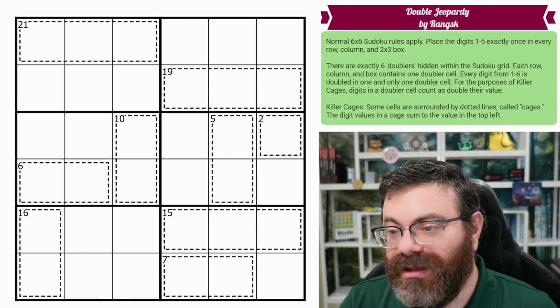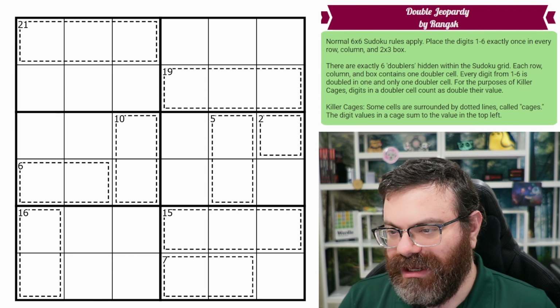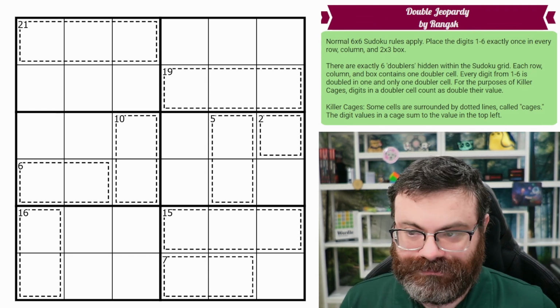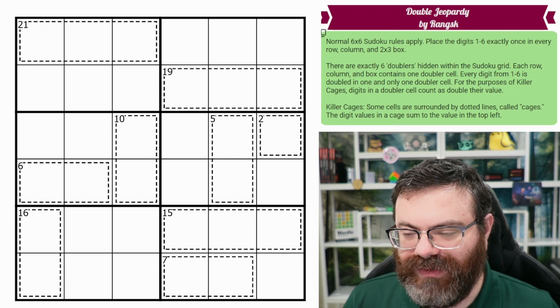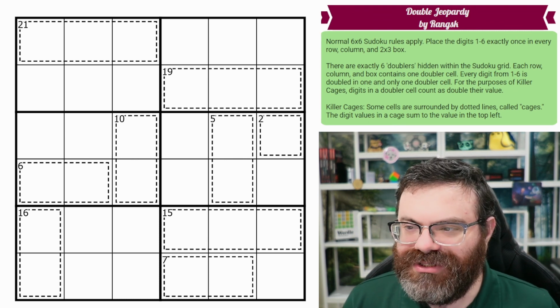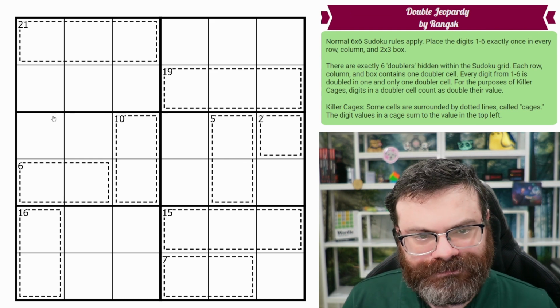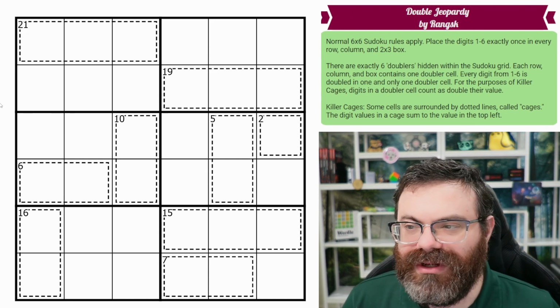Every puzzle this week will use the doubler constraint, along with another constraint that is affected by the doublers. All right, so I'm going to go over the rules very carefully to this puzzle and pay attention to the doubler rules because those are going to be the same for the whole week. All right, so what are the rules to this puzzle?